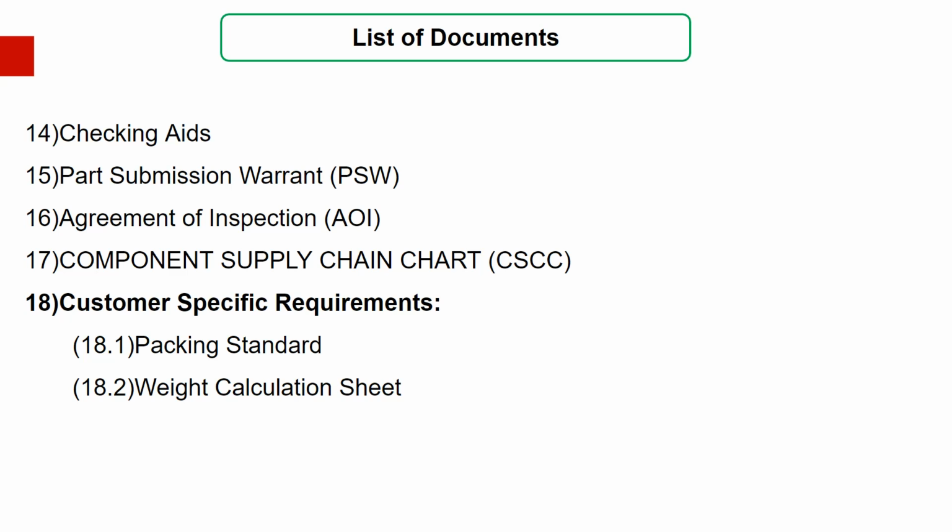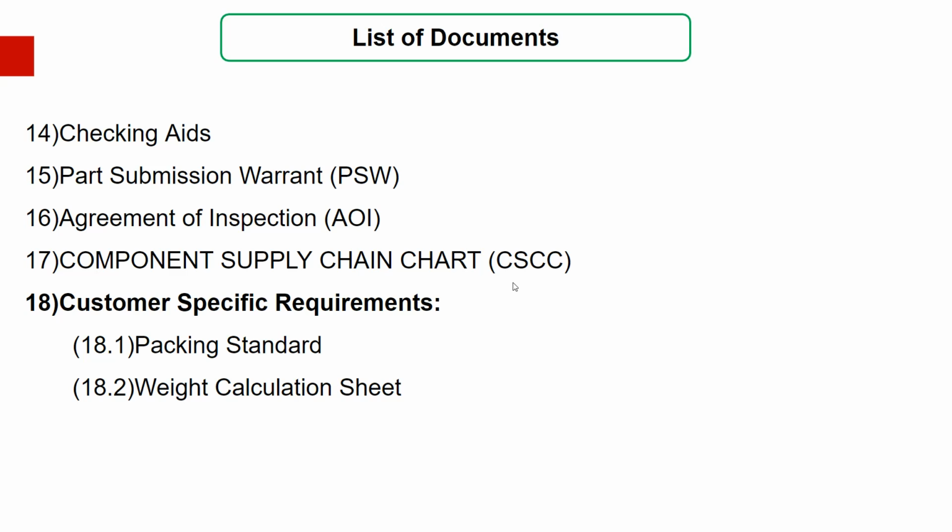Next is agreement of inspection (AOI). AOI is very important. Here we are mentioning all the things like weld penetration we are doing, heat treatment, or plating test. What dimensions we are going to check? At what frequency? Also, I'll give you an introduction about this in the component supply chain chart.